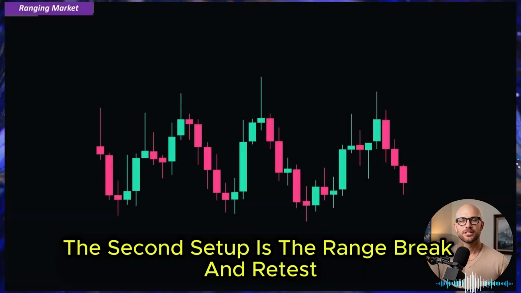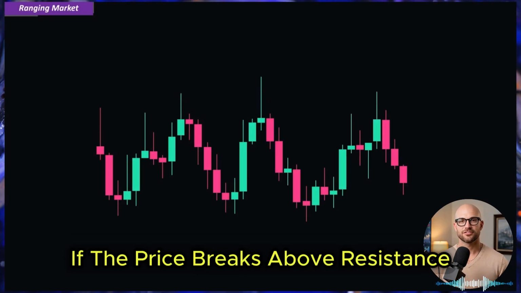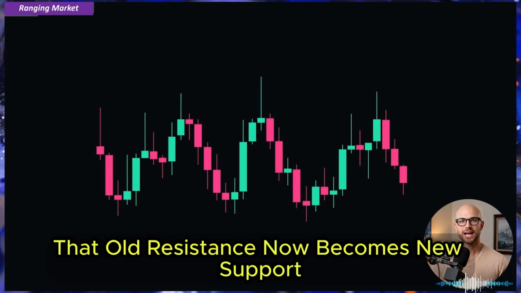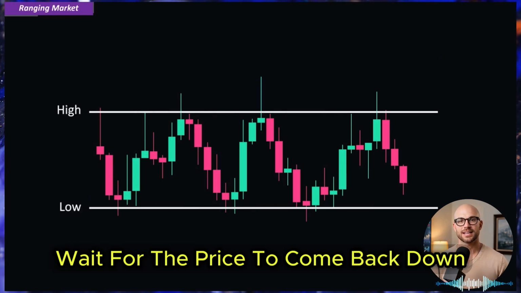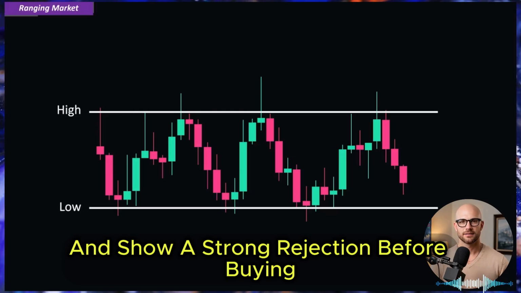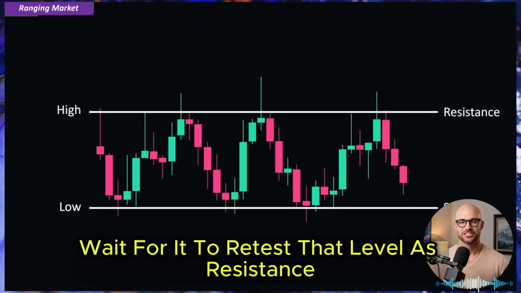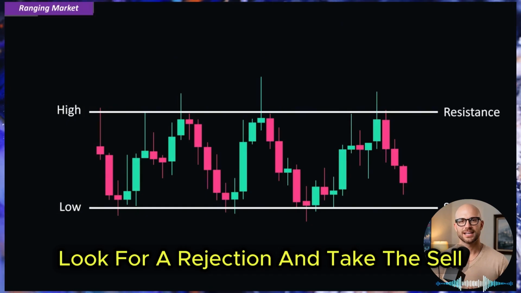The second setup is the range break and retest. Eventually, the range will break. If the price breaks above resistance, that old resistance now becomes new support. Wait for the price to come back down, test the level, and show a strong rejection before buying. If it breaks below support, wait for it to retest that level as resistance. Look for a rejection and take the sell.